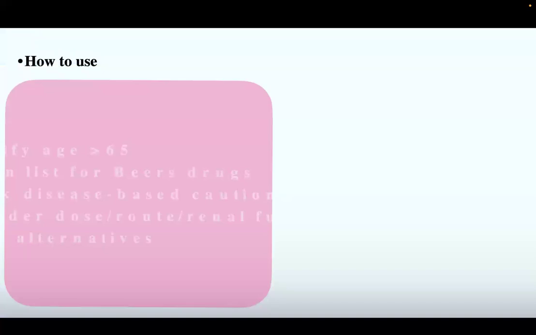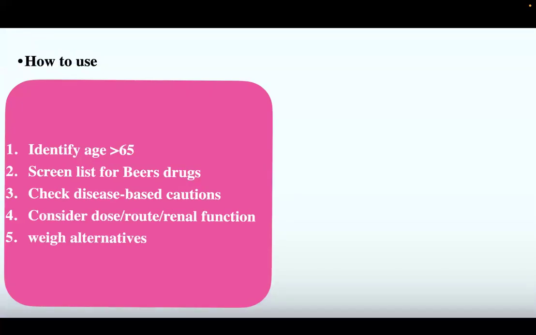How to use Beer's criteria? Very first thing, the criteria suggests identifying age greater than 65 years. So basically, Beer's criteria is more important in the geriatric care setting. Okay, so you need to identify your patient's age first of all, that it should be greater than 65 years. Second, screen the list for Beer's drugs. As I said earlier, Beer's criteria has a list of drugs in different categories to avoid, or you can use with caution, etc. You need to screen.